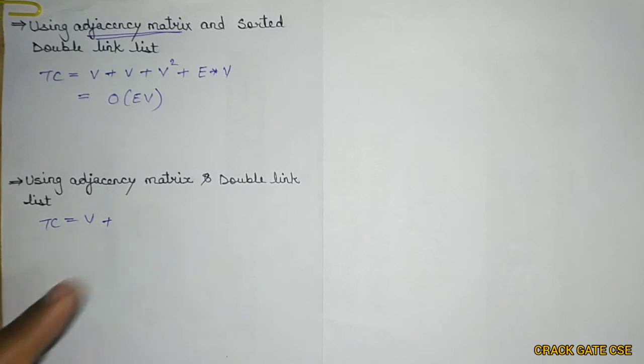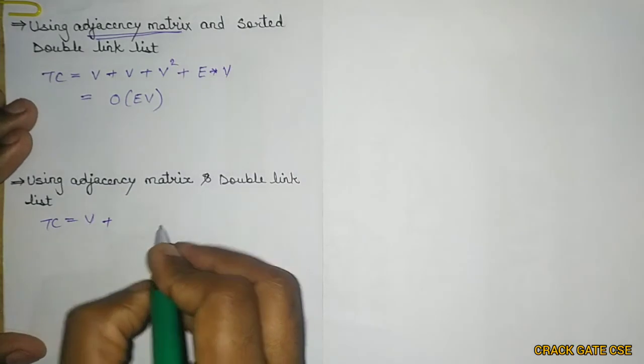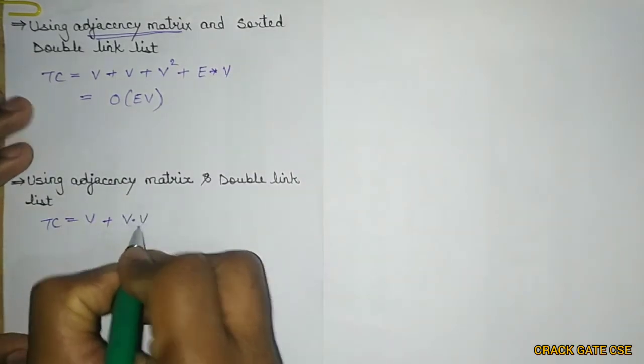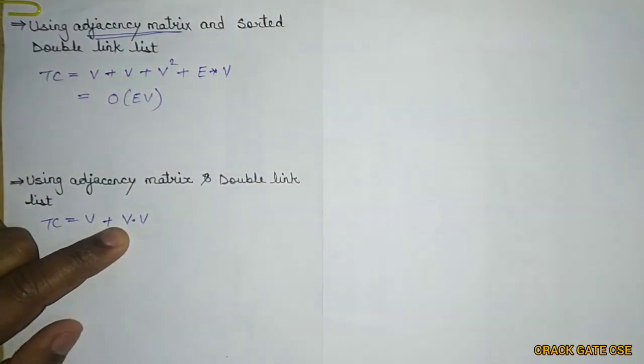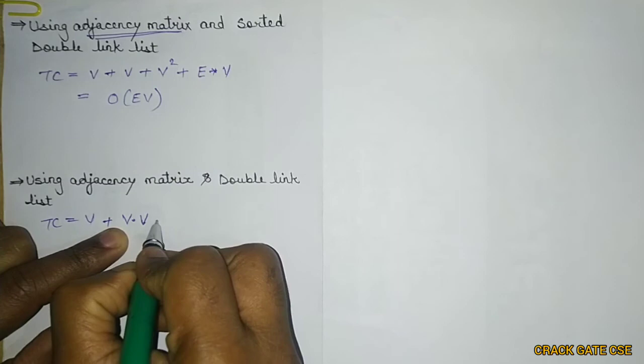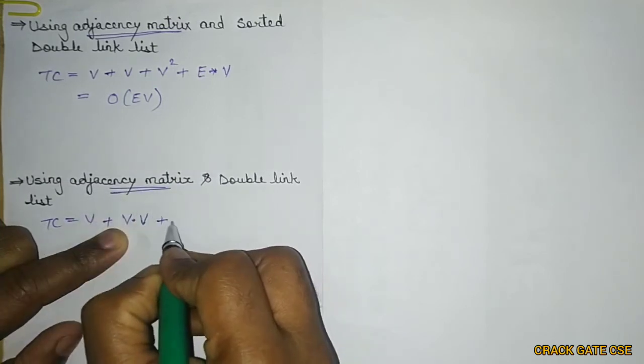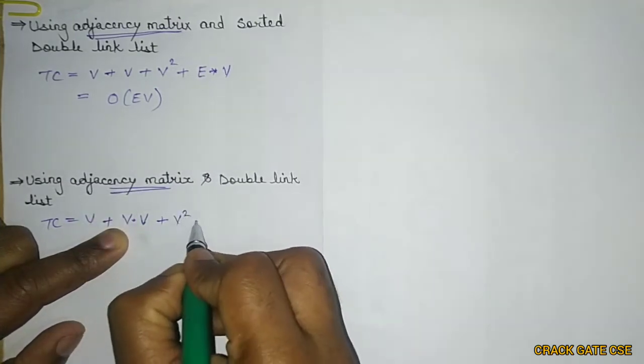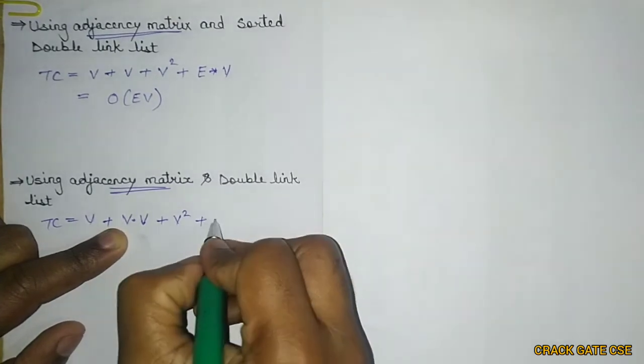Here also I can use selection sort. Selection sort will give the minimum value in one pass, and one pass of selection sort will take order of V time. That means V times V, because one pass takes order of V and I have to delete V times, so it is V square. Now I have to find the adjacency, it will be V square again. Now I have to perform the decrease key operation.